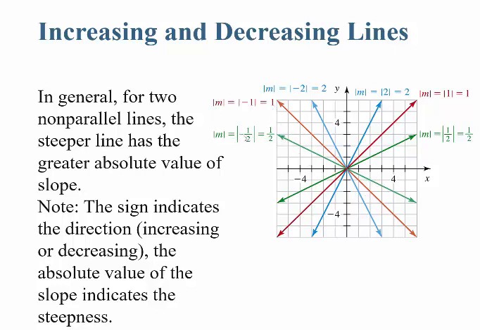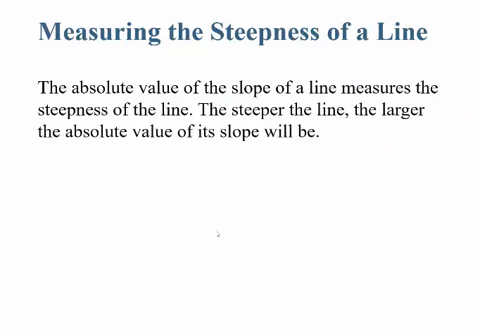Look at this green line here. It has slope -1/2. Comparing it to this line right here, this one has slope 1. How do you compare the negative and positive? Take their absolute value. The absolute value of the slope of this line is 1. The absolute value of the slope of this line is 1/2. So this one here is the steeper line. The absolute value of the slope of a line measures the steepness of the line. The steeper the line, the larger the absolute value of the slope.